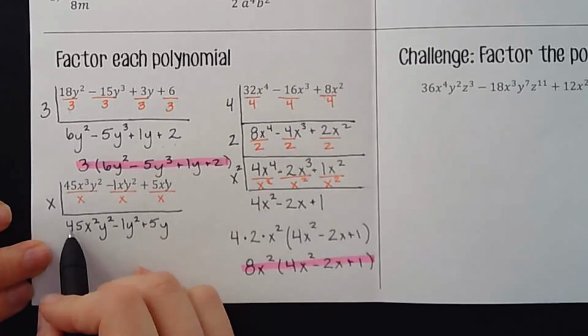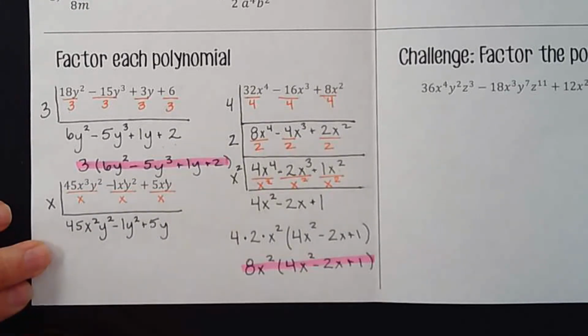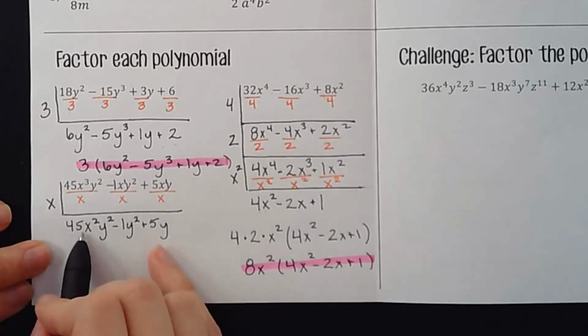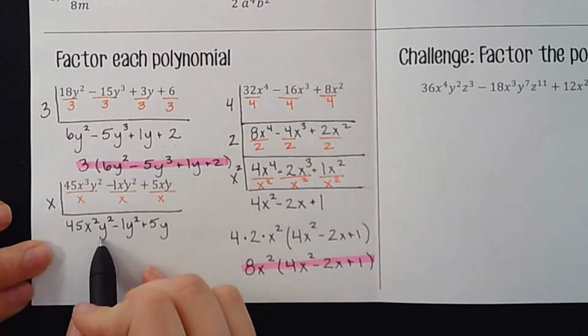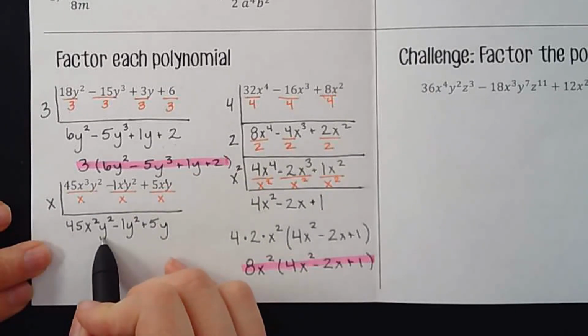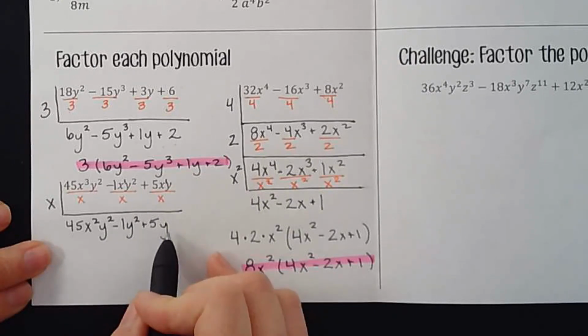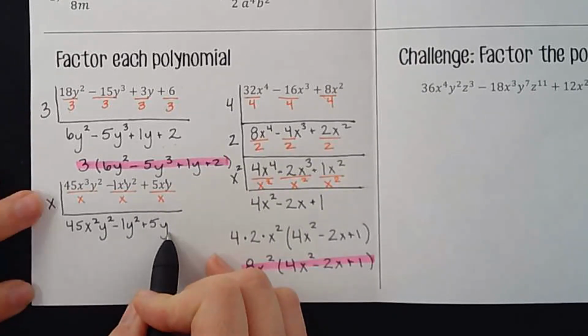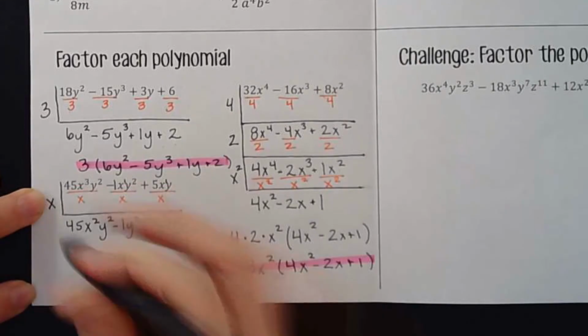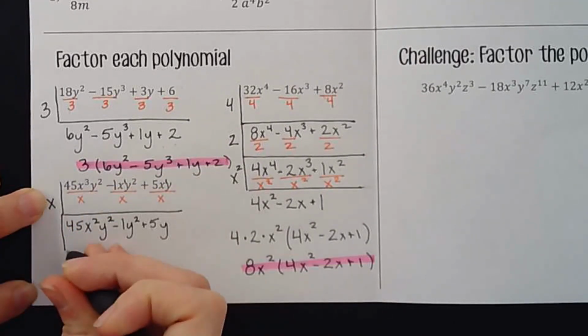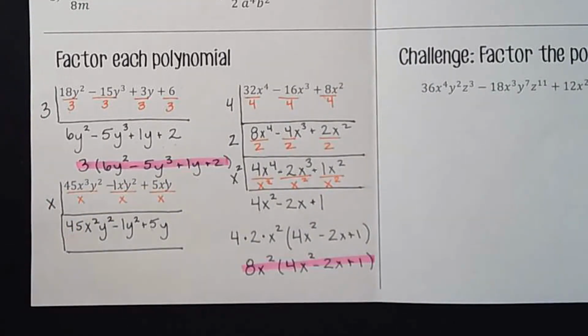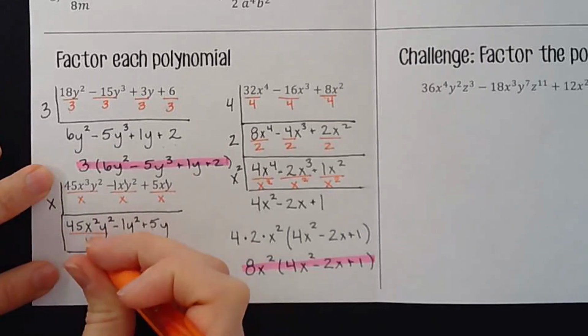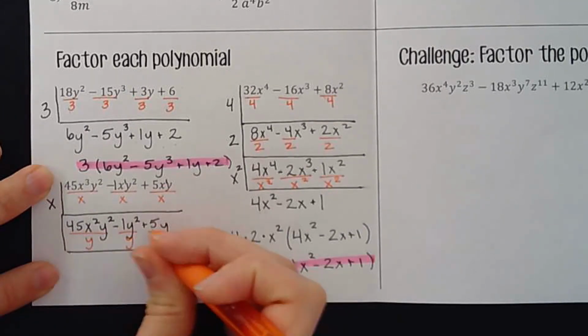If I look at this, I already checked my numbers. I can't pull out any numbers. I already checked my x's, so now I'm going to look at the y's. I have a y squared, and a y to the 1st power. So for all of these terms, I can divide out a y to the 1st power. So every term is getting divided by y.